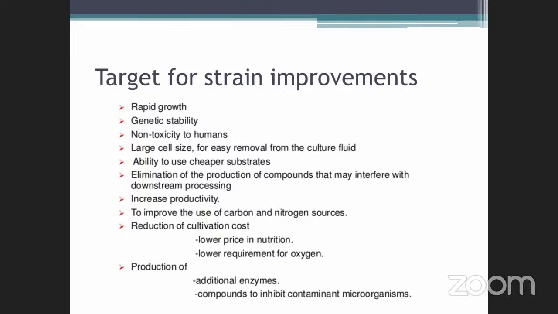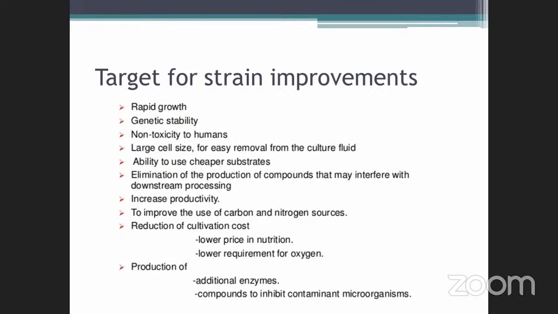Then the ability to use cheaper substrates. If your organism utilizes only a pure source of glucose, and the cost of glucose for 1 kg, for example, is 2000 rupees. And at the same time you utilize a substrate which is readily available, for example, lactose in dairy waste. Okay, so which one is good for your desired organism? Those which utilize the cheaper substrates.